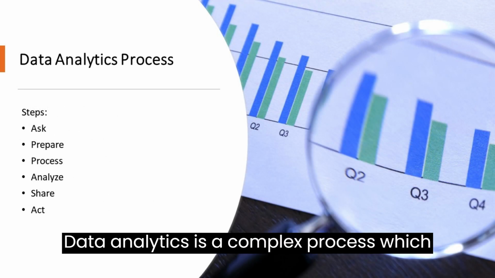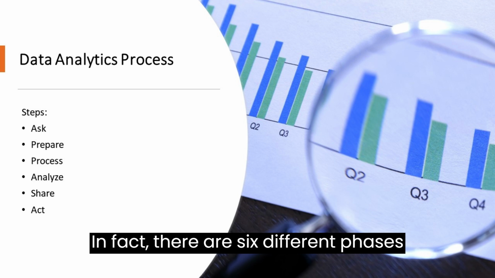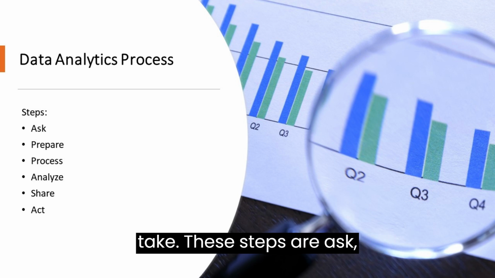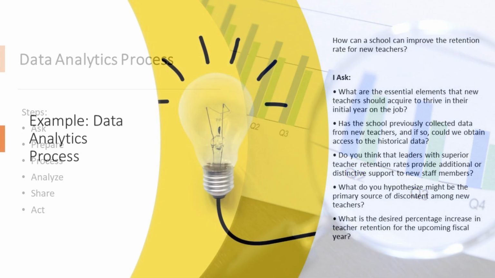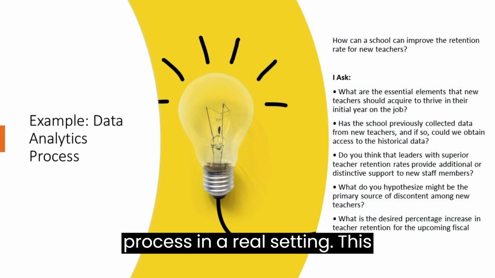Data analytics is a complex process which involves more than just data analysis. In fact, there are 6 different phases or steps that analysts typically have to take. These steps are ask, prepare, process, analyze, share, and act. Here is an example of a data analytics process in a real setting.